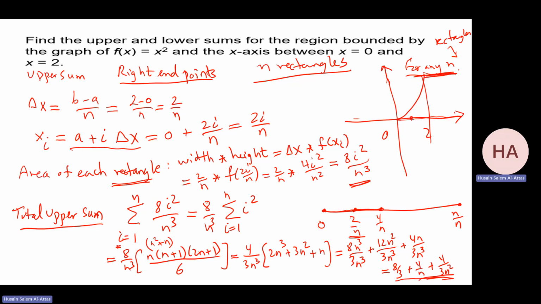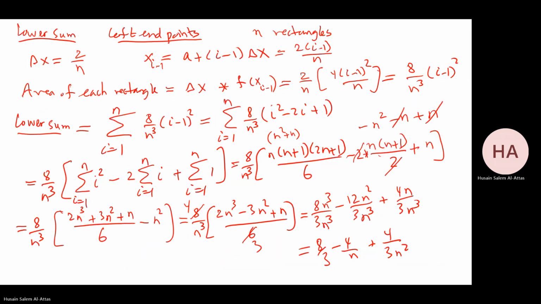the same as this one, but this is plus, and this is minus. Because with that, this is a lower sum. And you notice as n goes to infinity, I'm getting the same value, which is 8 over 3.